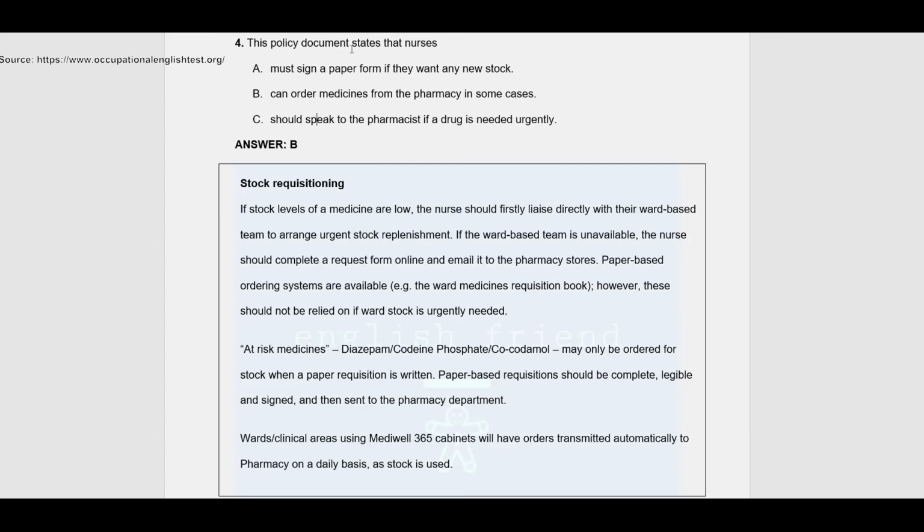Option C. The policy document states that nurses should speak to the pharmacist if a drug is needed urgently. There is no such information anywhere in this paragraph, so that's not given.